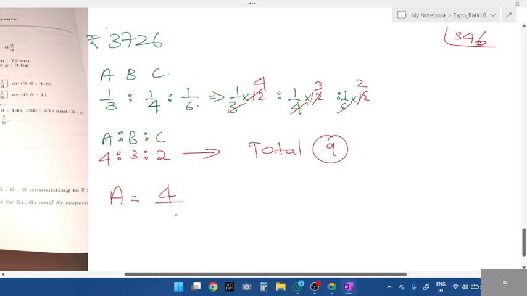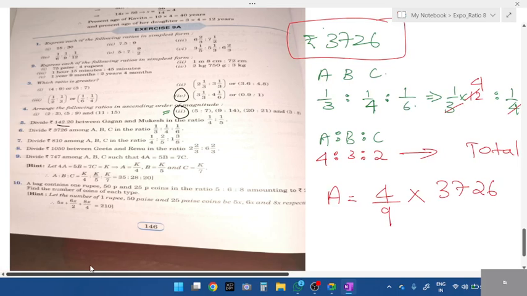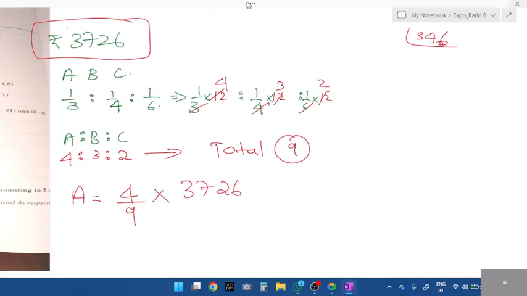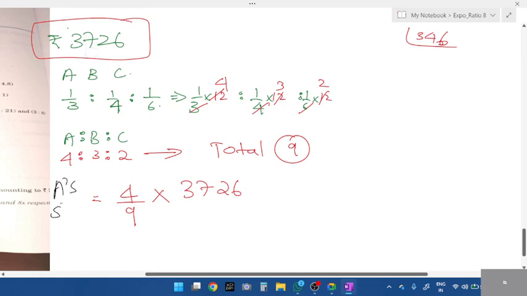4 by 9 into what do you have to multiply? What's the amount given? 3007. What is asked here? Divide among A, B, C, right? A's share. Just don't write A, write A's share. A's share. Is this clear?